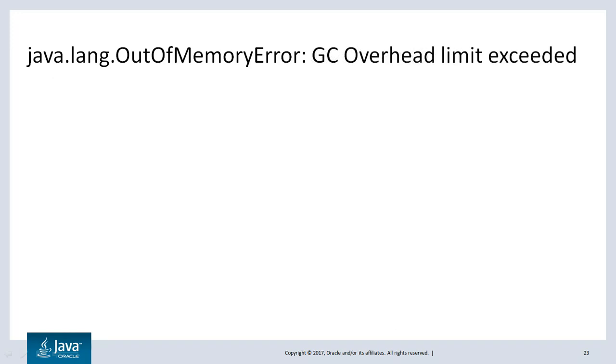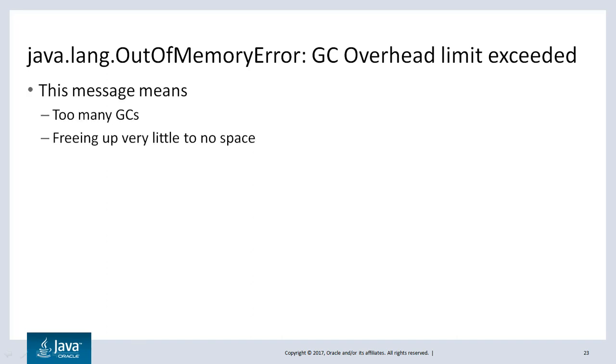GC overhead limit exceeded. This message means that there have been too many GCs and those collections have not been able to reclaim much space. After a garbage collection, if a Java process is spending more than approximately 98% of its time doing garbage collection, and if it is recovering less than 2% of the Java heap, then this OutOfMemoryError exception is thrown. This exception is typically thrown because the amount of live data barely fits into the Java heap, and there's very little free space left for new allocations.